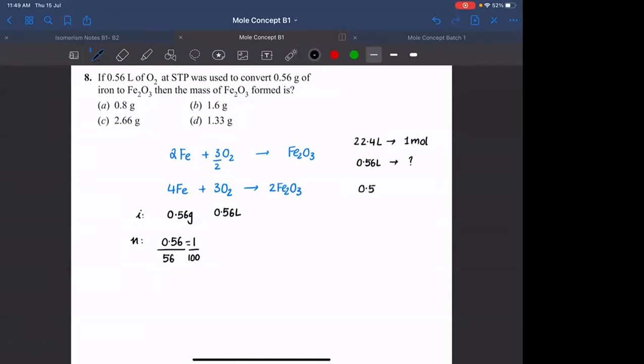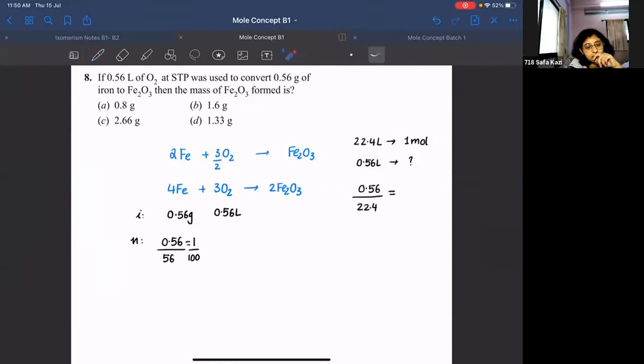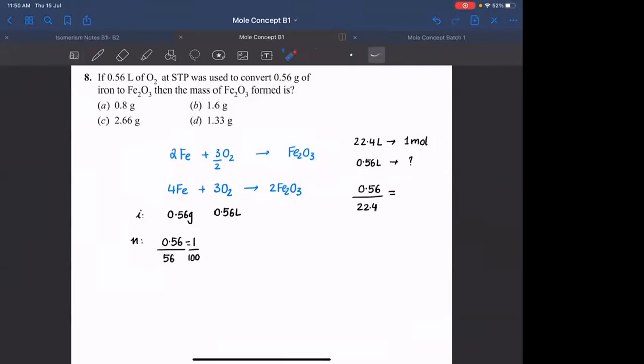It is 0.56 divided by 22.4. What is the value of this? 1/400, or 1/40? 5.6 over 224, shifting the point, so into 10 divide by 10. So it is 1/40. Everyone.